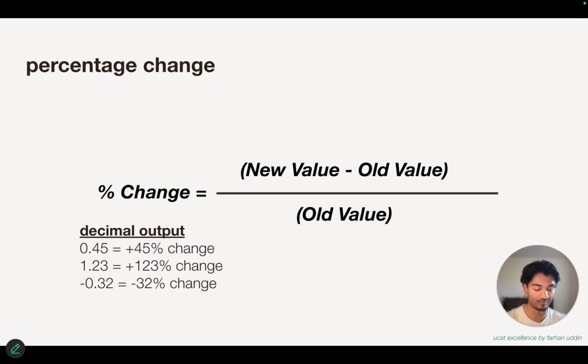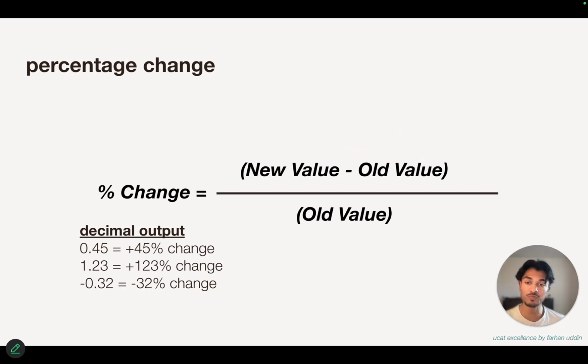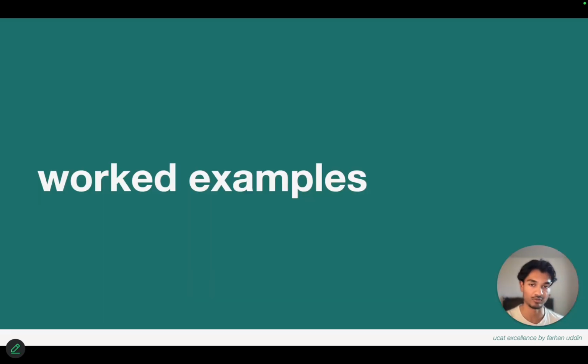So let's think about it, right? If you have the new value being 50, the old value was 80, that's negative 30 on 80. It's telling you it went from a higher number to a lower number. That's a negative change when it comes to percentages. So just beware and know how to interpret the output that the calculator is giving you.